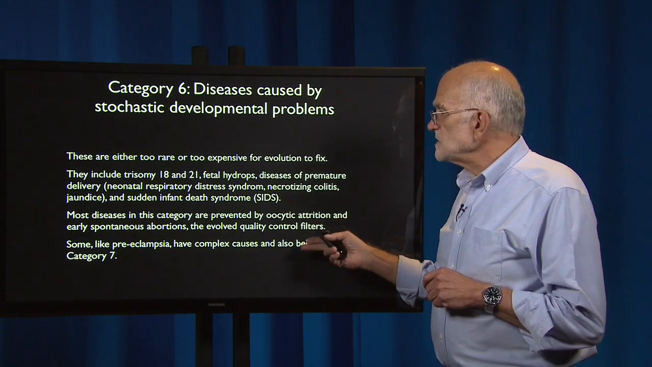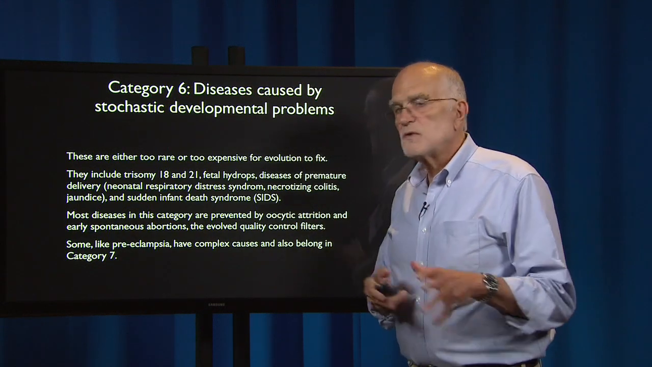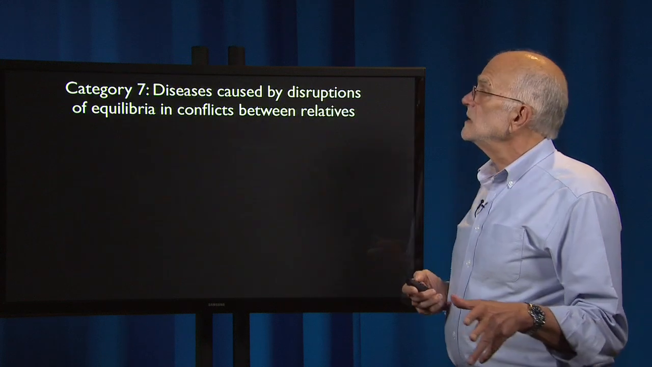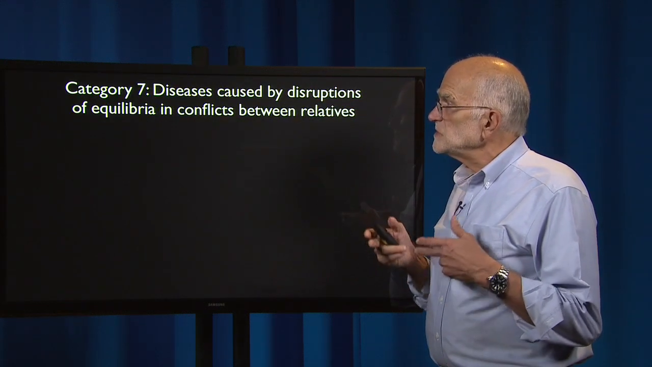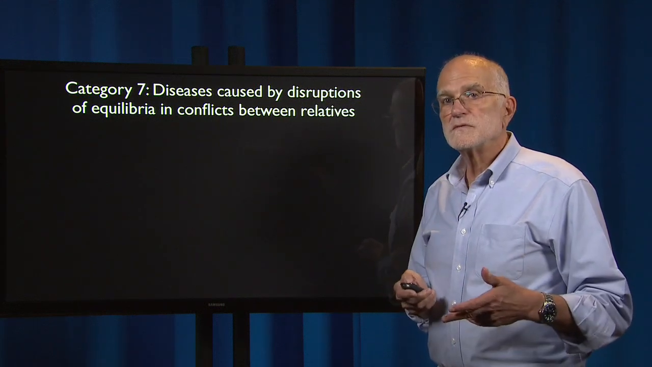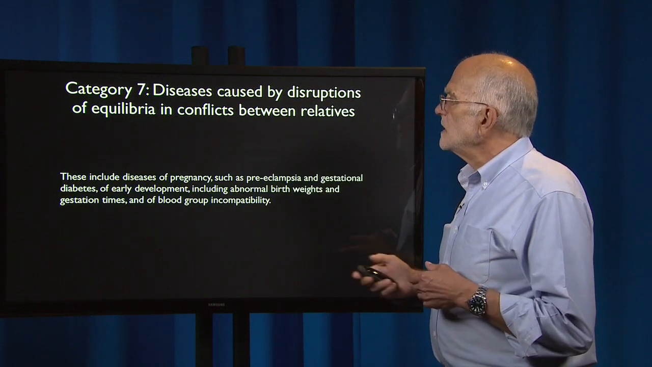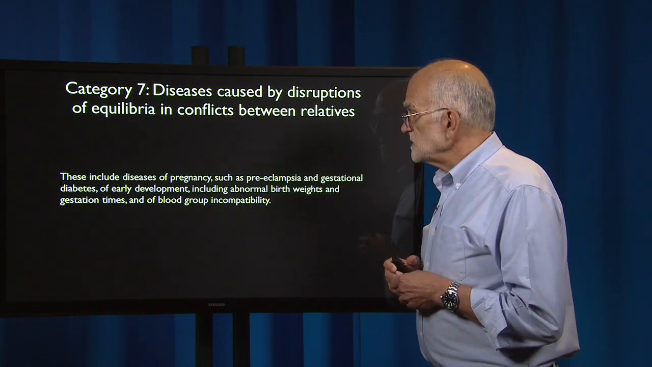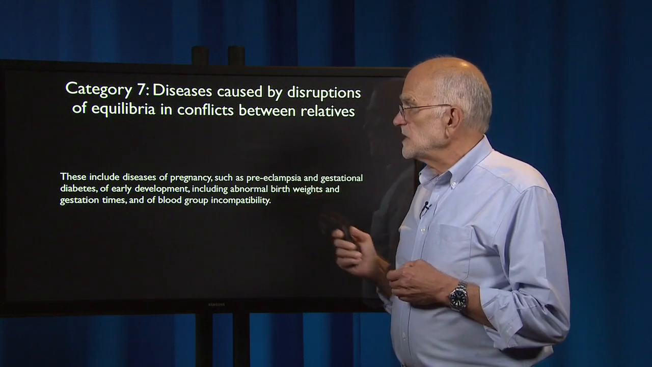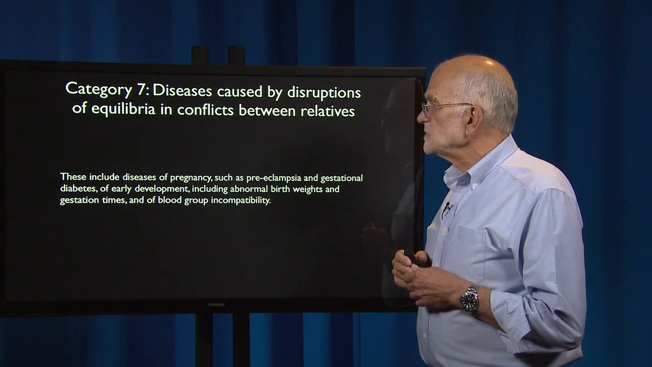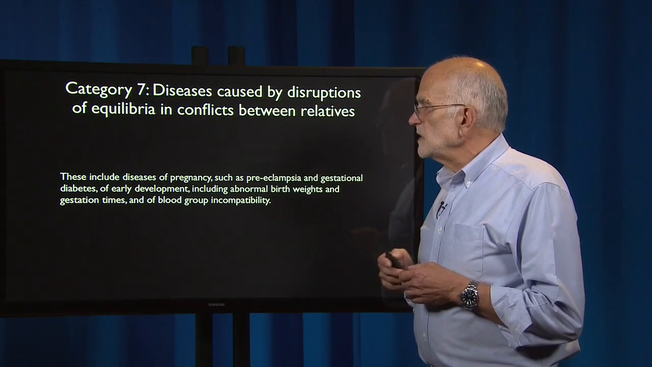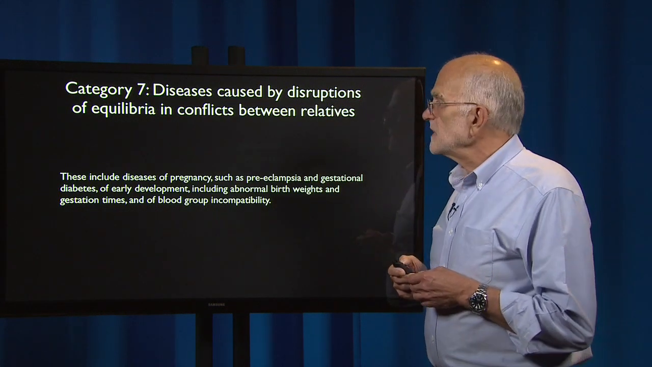Some, like preeclampsia, have complex causes, and they also belong in Category 7. So Category 7 includes diseases that are caused by disruptions of equilibria in conflicts between relatives. These include diseases of pregnancy, such as preeclampsia and gestational diabetes, of early development, including abnormal birth weights and gestation times, and of blood group incompatibilities.